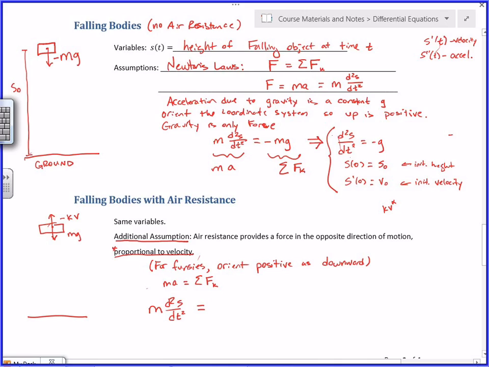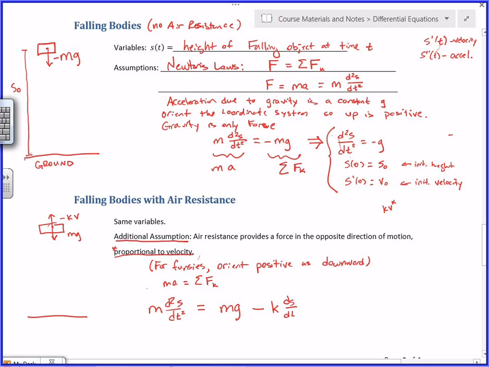Is equal to, now we've got mg going down, positive, minus kv. But what is v? It's ds dt, that first derivative, which I will, just to be consistent, write as ds dt instead of s prime.